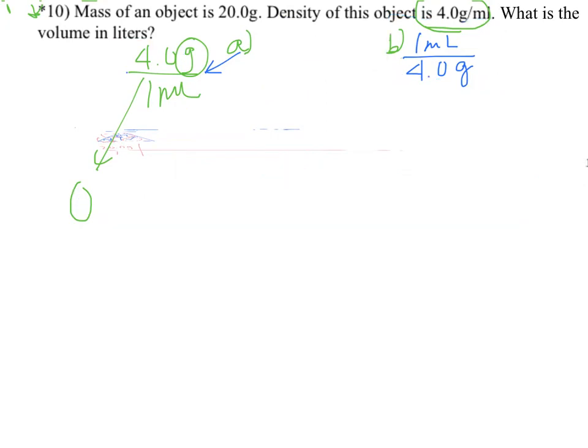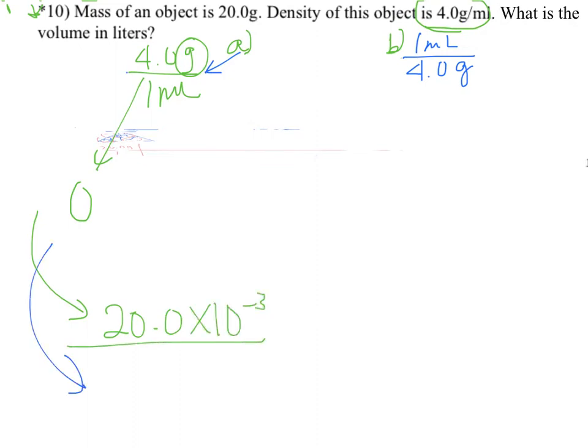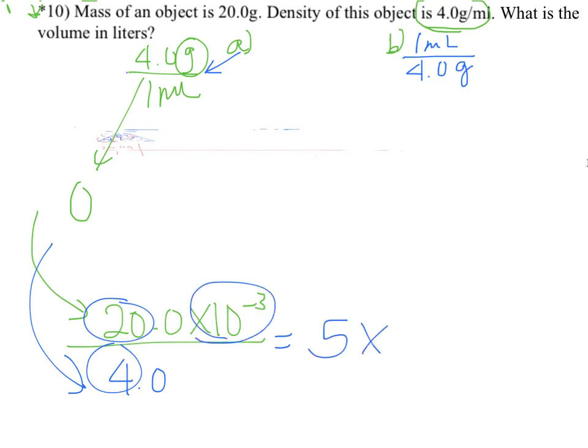Now we just have to solve straight across. At the top, what I'll get is 20.0 times 10 to the negative third, and just 4.0 at the bottom, which gives me 20 divided by 4, 5. Keep this, so times 10 to the negative third.